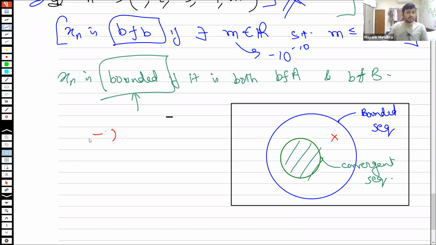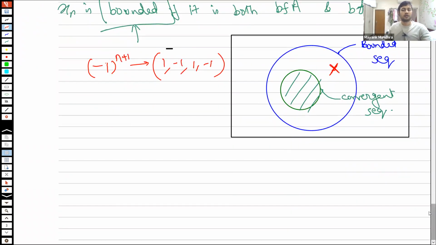Like I told you, (-1) to the power n plus 1. This is basically 1, -1, 1, -1. So this thing is bounded, but it is not convergent. So it lies somewhere here. So the set of convergent sequences is a subset of bounded sequences. Right, so how do I show this?